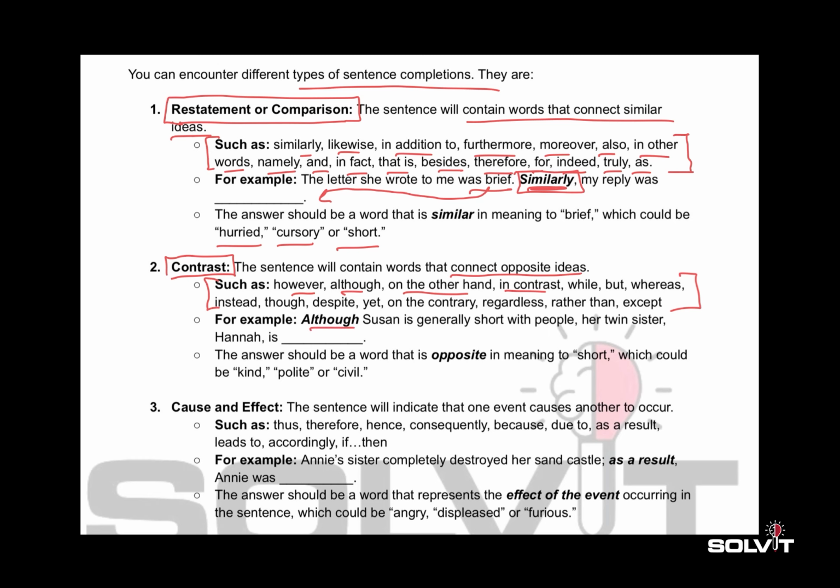Okay, so let's look at an example. Although Susan is generally short with people, short means rude. Let me write that down. Short with people. Her twin sister Hannah is dash. Okay, so now how do we know what kind of a word we have to look for to put in this blank? Because of the word although, we know that this sentence is connecting two opposite ideas, right? That although Susan is generally short with people, her twin sister Hannah is the opposite.